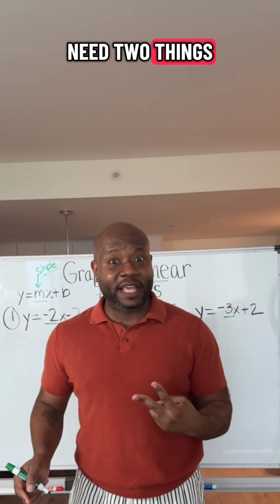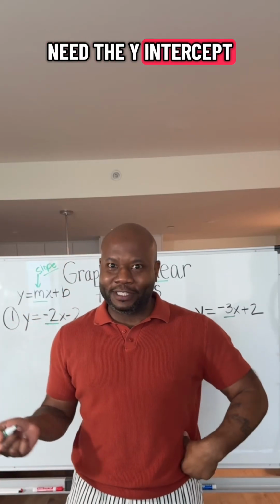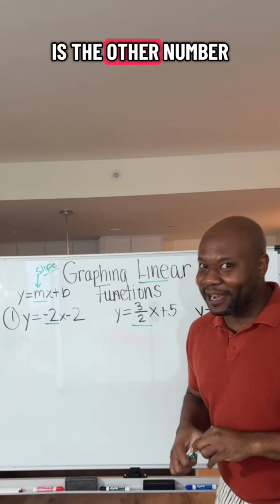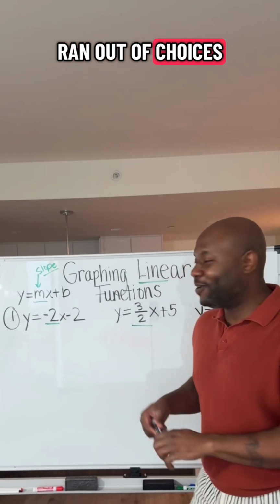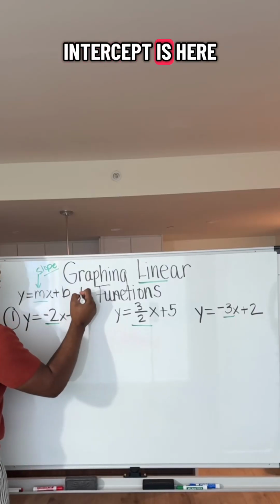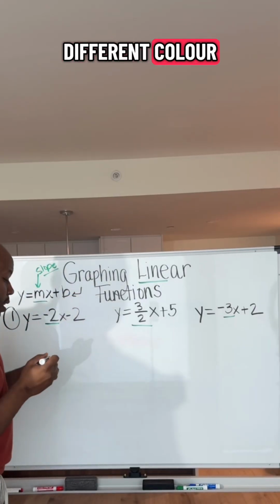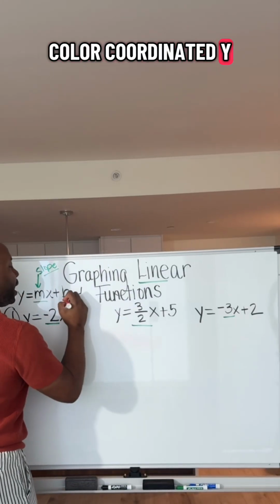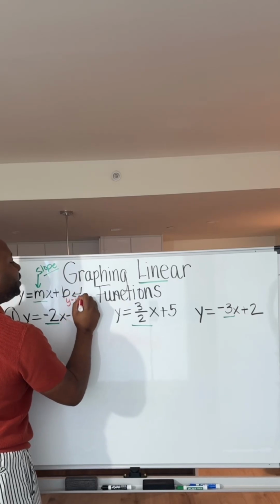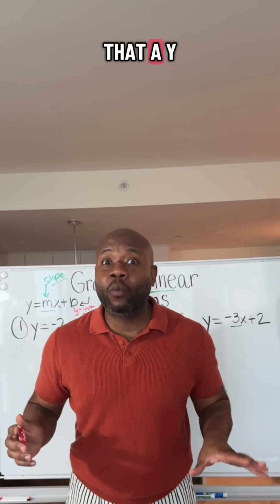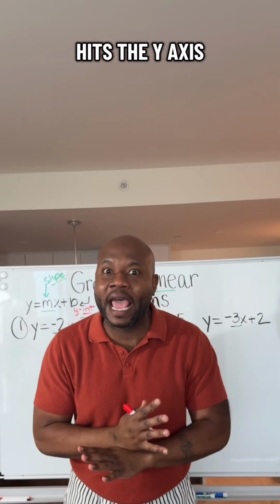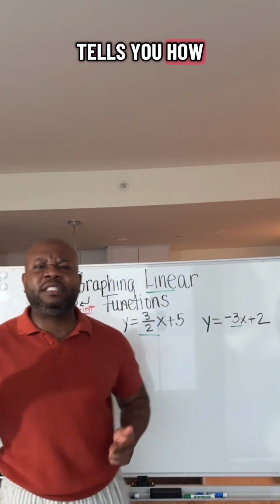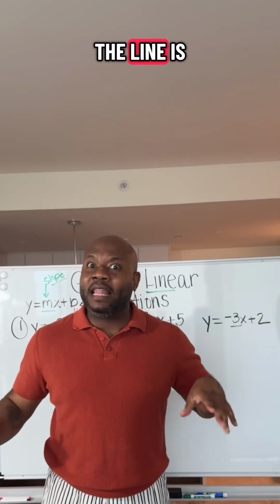Now, I said we need two things. We need the slope and we need the y-intercept. What do you think the y-intercept is? The y-intercept is the other number, of course. So the y-intercept is here. I'm gonna write it in a different color, so we can keep things nice and color coordinated. We know that a y-intercept is actually where the line hits the y-axis, or where it intercepts it, where they cross. Now the slope just tells you how steep the line is gonna be and which direction the line is gonna go in.